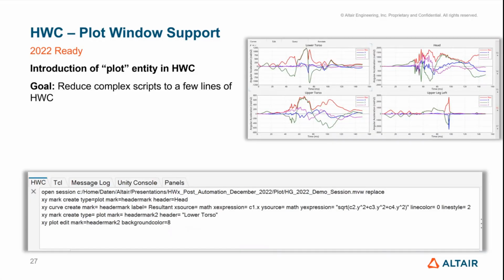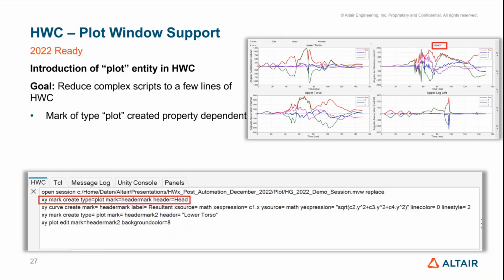So far we had entities like curves, nodes, datums, axis, legends. Now we have the plot itself. And with this one, we can reduce complex scripts to a few lines of code. So this allows us, for example, to create a mark of type plot, property dependent.